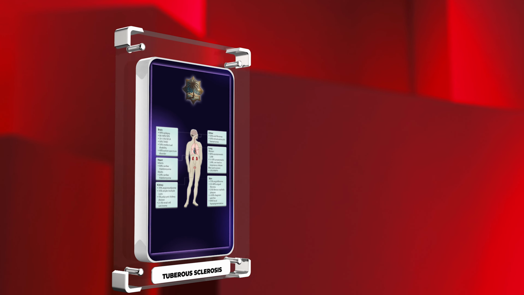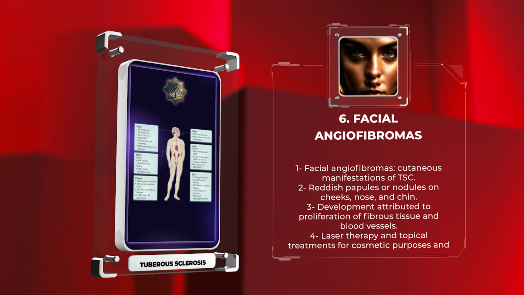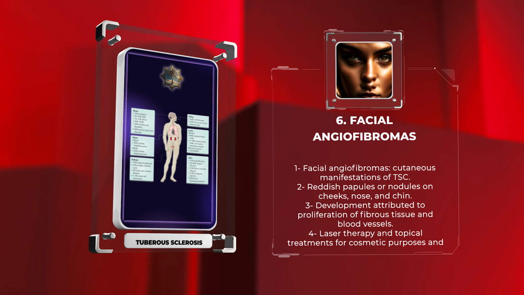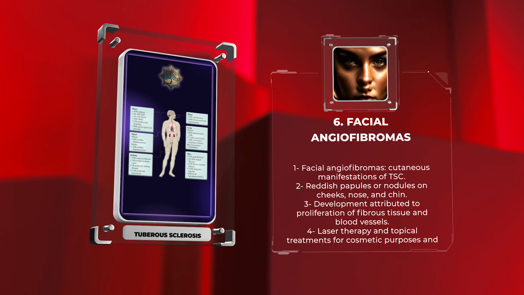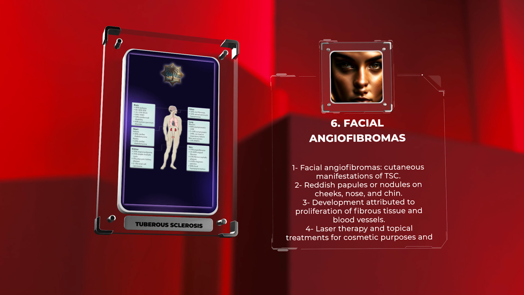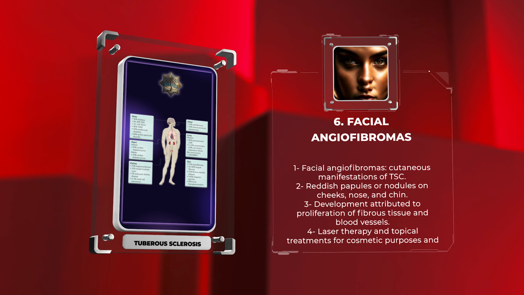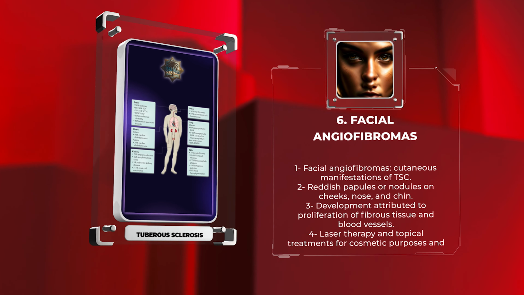Facial angiofibromas are one of the cutaneous manifestations of TSC. These reddish papules or nodules typically appear on the cheeks, nose, and chin, and their development is attributed to the proliferation of fibrous tissue and blood vessels. Laser therapy and topical treatments can be utilized for cosmetic purposes and to improve quality of life in affected individuals.